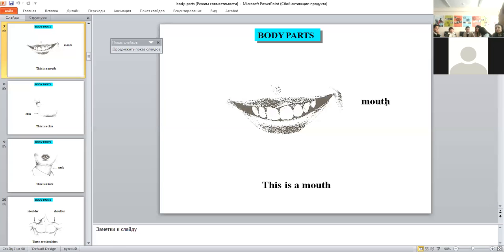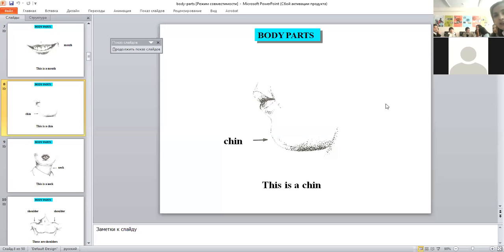This is a mouth. Okay, let's continue then. So what about this one? Look at this picture, please. What can you see in this picture? Chin. Yeah, chin. Okay, this is a chin. Show your chin, please. This is a chin. Okay, good.